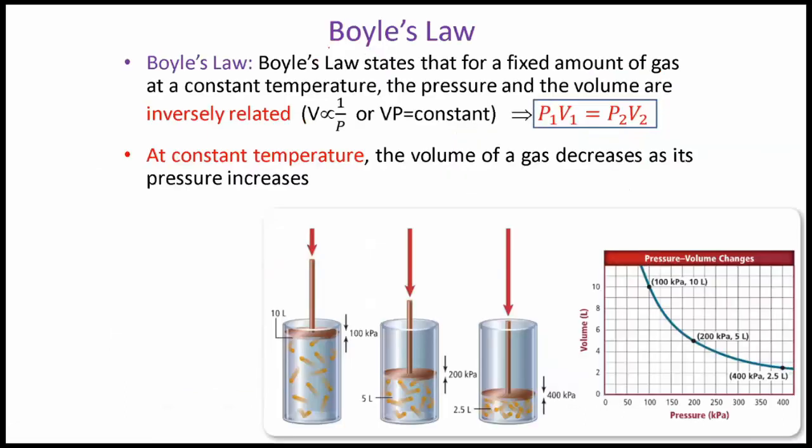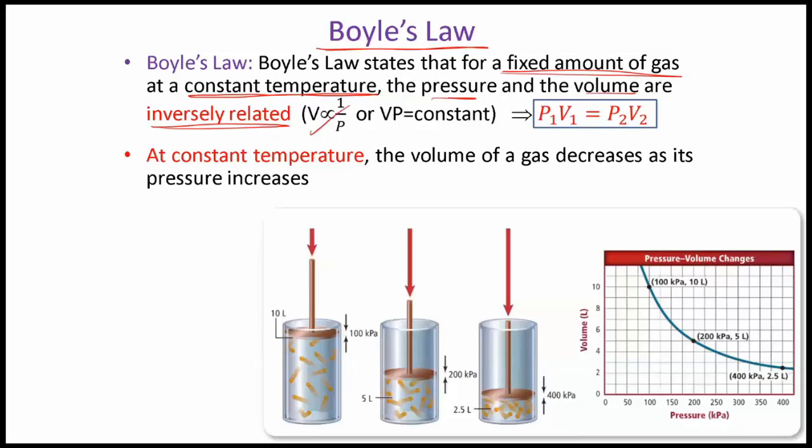That's what we call Boyle's law. This law states that if you have a fixed amount of gas, and you put this gas in a piston or in a balloon or whatever container, as long as it's a fixed amount of gas, and also you keep it at constant temperature, so don't put it in fire, don't put it in the fridge, you have to maintain the temperature constant, then pressure and volume are inversely related.